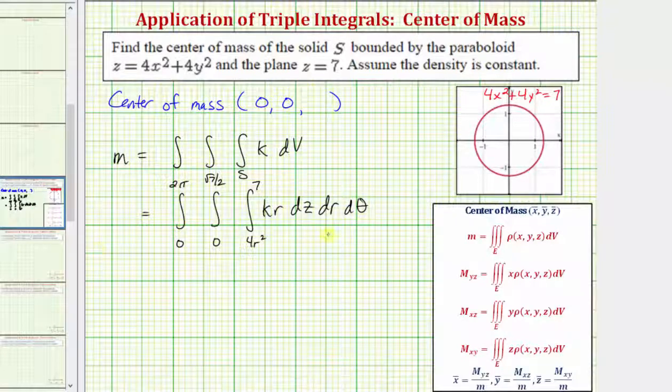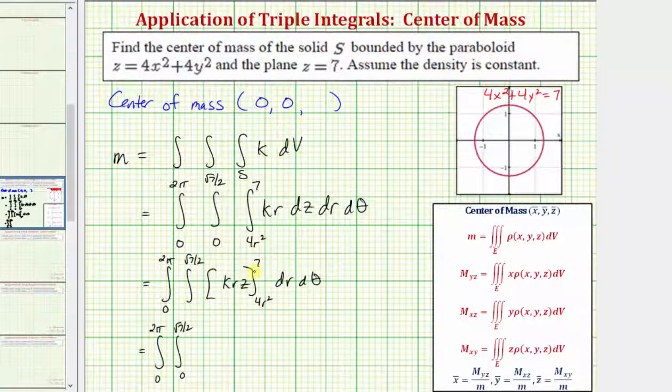So this triple integral is going to give us the mass. So we first integrate with respect to z, treating k and r as constants. So the antiderivative is going to be krz. And now to find big F of b minus big F of a, we perform substitution for z. So when z is equal to 7, we have 7kr minus, when z is equal to 4r squared, we're going to have 4r cubed k.